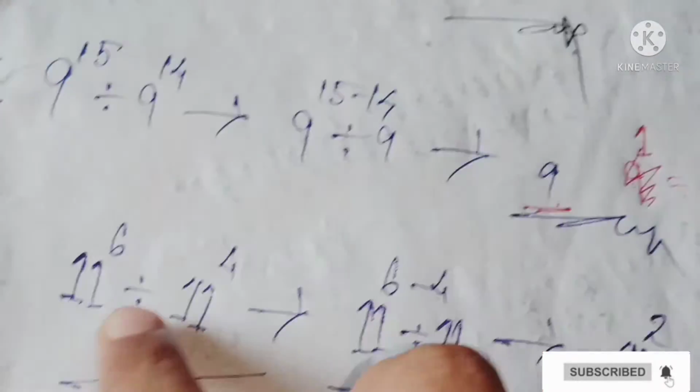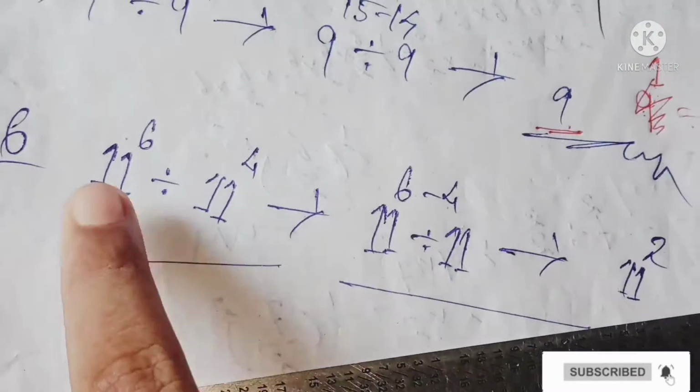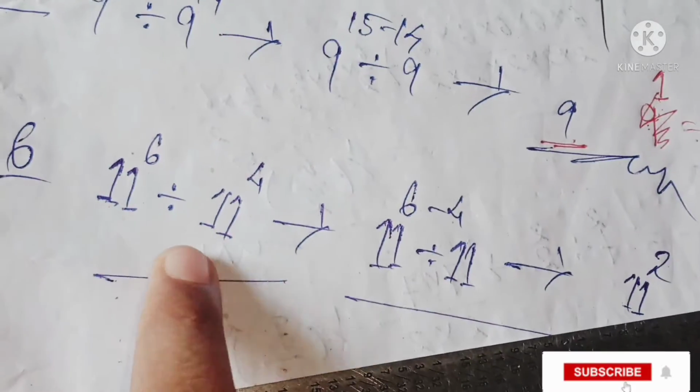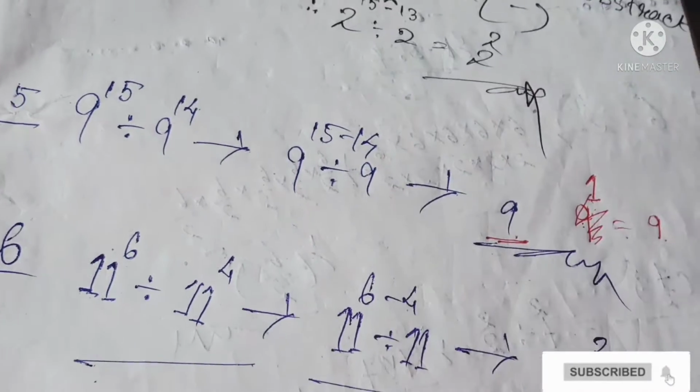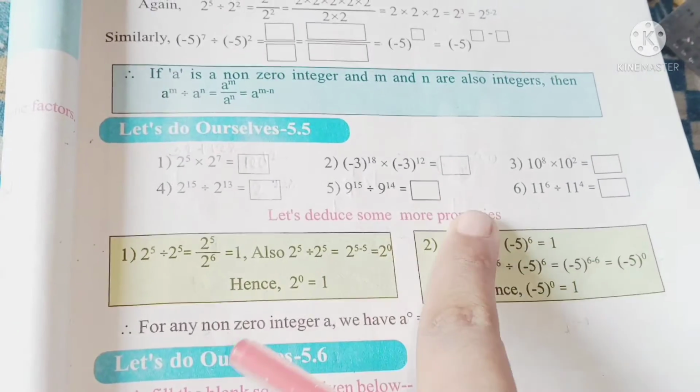And number 6 is also the same, because there is a divide sign in the middle, and here it is written 11 to the power 6 divided by 11 to the power 4. We all know that if we subtract 6 minus 4, the result will be 11 square. So our answer will be 11 square here. So in this way we have to do all the sums in exercise 5.5. Have you understood all the sums?